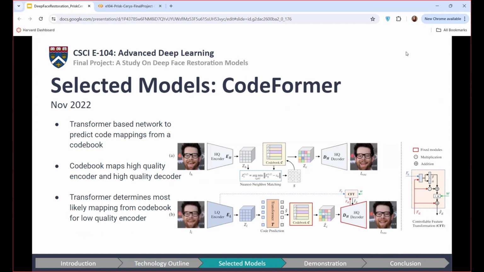The CodeFormer model uses a transformer-based network to predict the most appropriate code mappings from a learned codebook. As shown in this diagram, a discrete codebook is used to map the high-quality encoder and high-quality decoder. The transformer architecture is then used alongside the low-quality encoder to determine the most likely mapping from the codebook for the high-quality decoder to produce an optimized image. This achieves a balance between quality and fidelity.